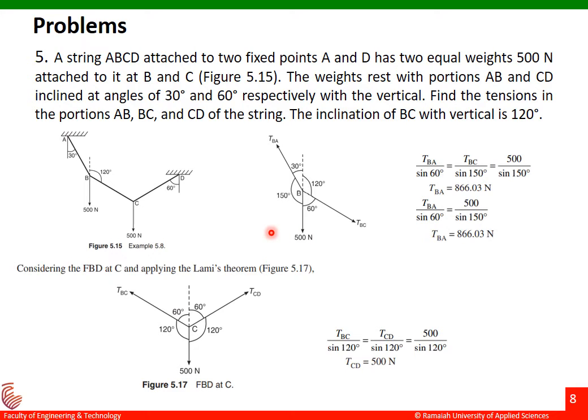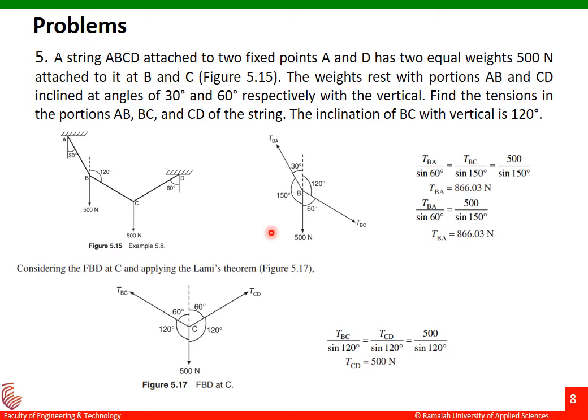Problem number 5. A string ABCD attached to two fixed points A and D has two equal weights 500 Newton attached to it at B and C, as shown in figure. The weights rest with portions AB and CD inclined at angles of 30 degrees and 60 degrees respectively with the vertical. Find the tension in portions AB and BC and CD of the string.